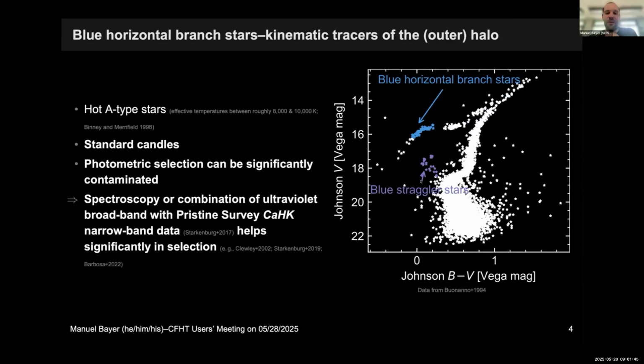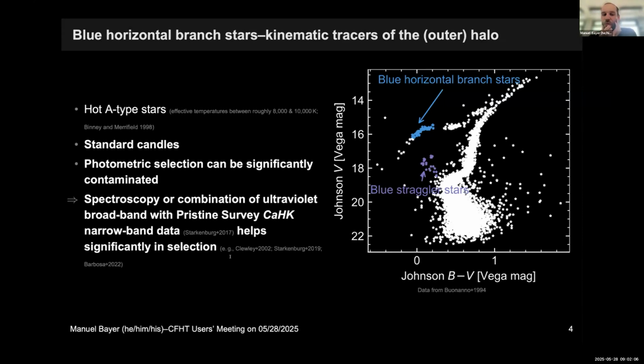And so we really still often rely on methods that use broadband photometry or also narrowband photometry. There have been quite a number of works in the past trying to see if we can use broadband and narrowband photometry to identify blue horizontal branch stars. And I would just like to highlight one here.